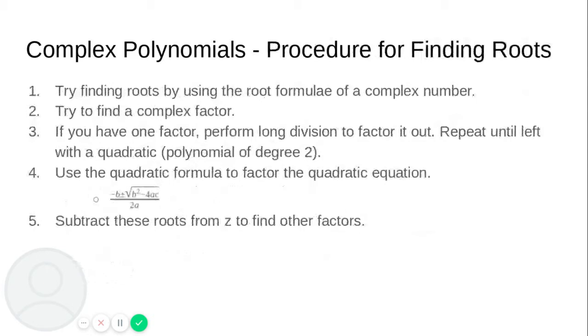And then if we have one factor, then we want to perform long division to factor it out and repeat until we're left with a quadratic, which is a polynomial of degree 2. So once we have a quadratic, we will use the quadratic formula to find the roots, and then just subtract these roots from z to find the other factors. So basically we want to get to a quadratic through long division, and then with that quadratic we can use the quadratic formula, and in this case we'll use complex numbers.